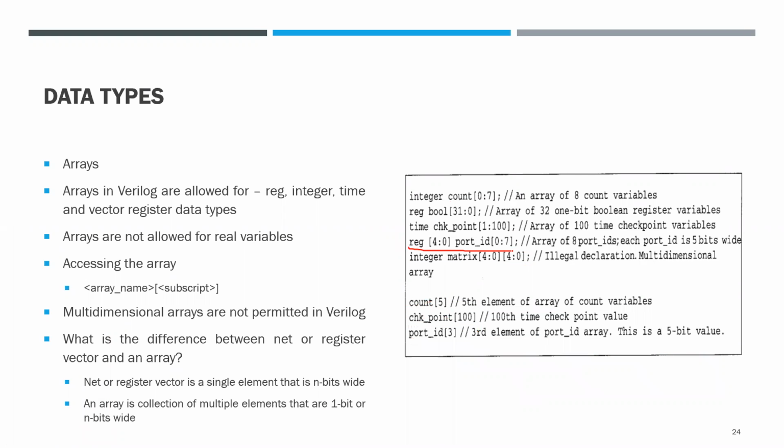So in this one, I am having 5 bits port ID and I am having 8 port IDs total. In that, port ID 3 I want to access. So when I access this, I'll be getting 5 bits of information. That is this information which is there, and I'll be getting that information over here.